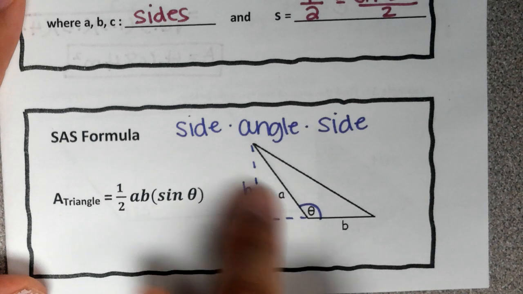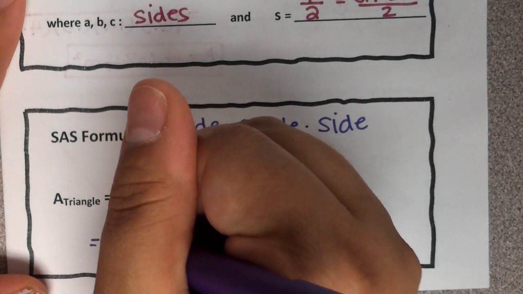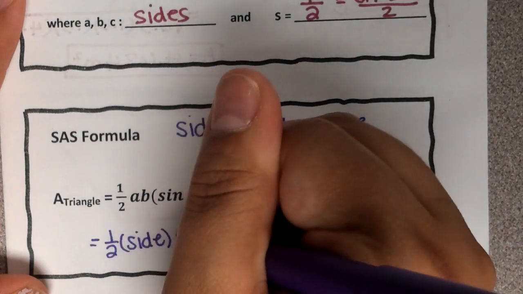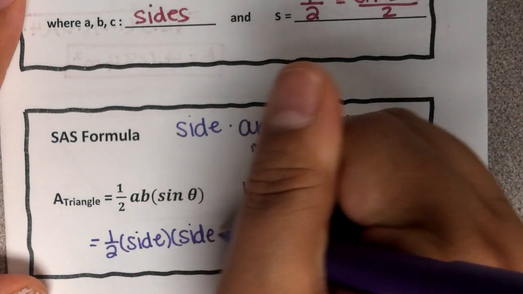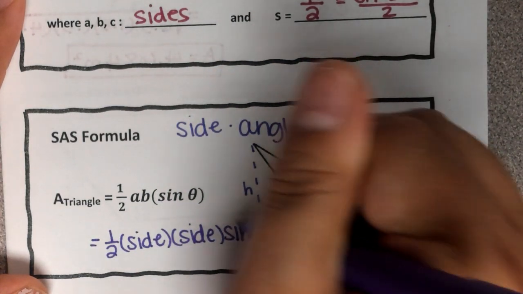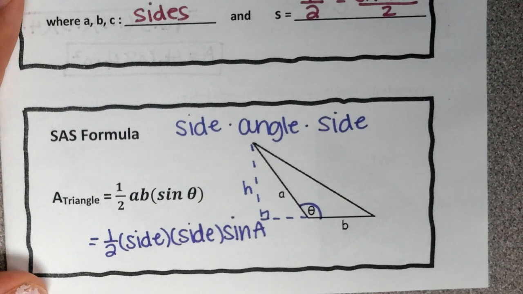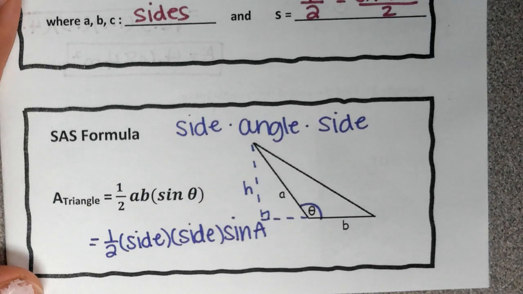Now, instead of making you memorize this, what I have my students memorize is it's just half of the side times the other side times the sine of the angle. If you can remember that, you have this memorized.